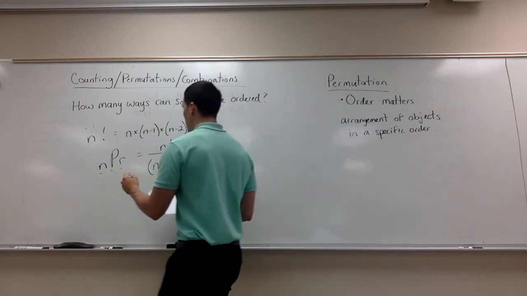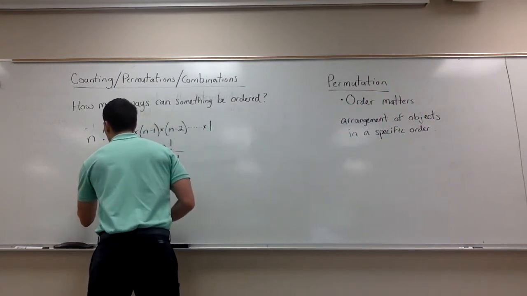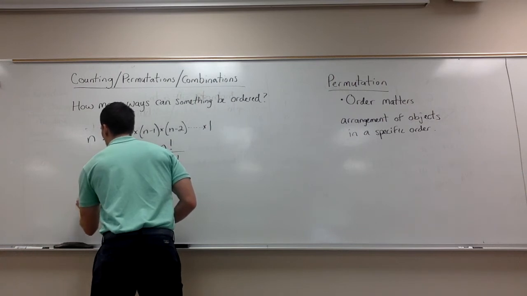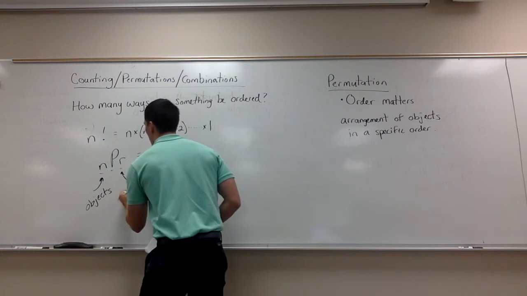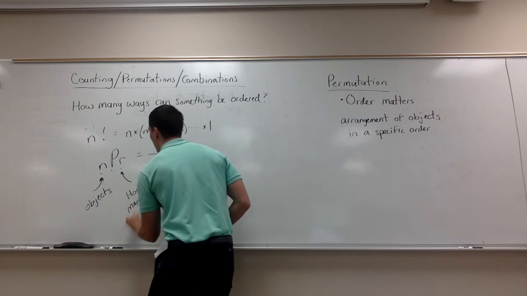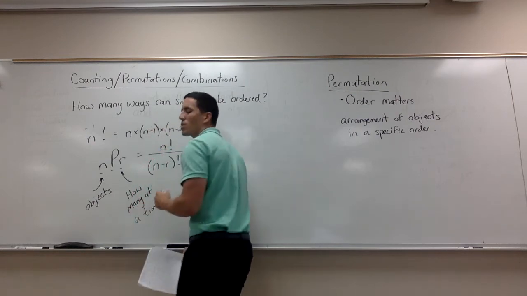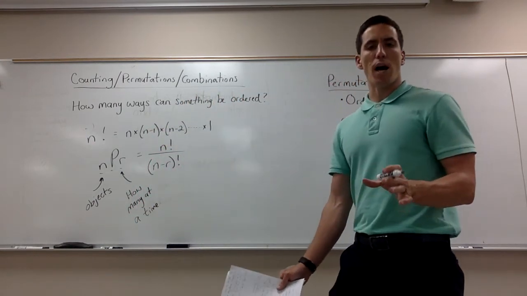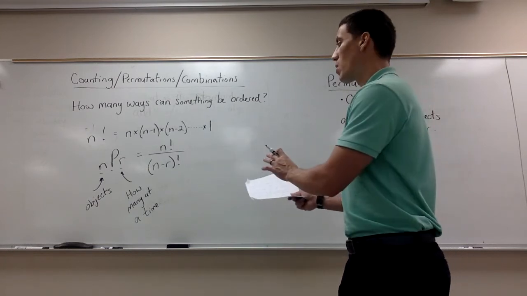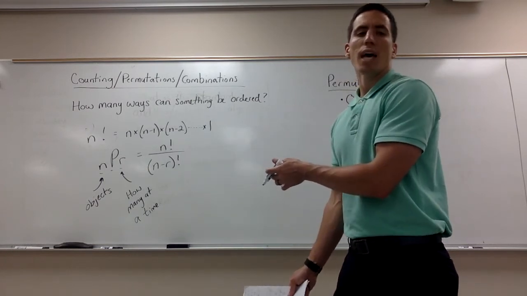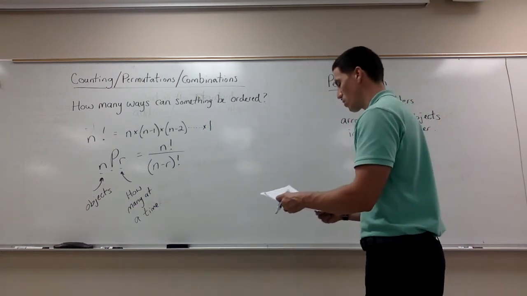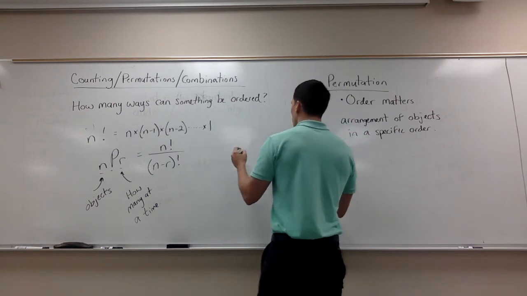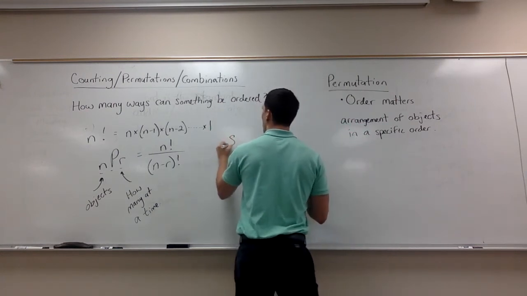The n is the number of objects, and r answers the question, how many at a time? Now, that's a little bit vague still because we haven't done a problem that involved a certain number at a time. So let's go ahead and do that. And I think as we work our way through this problem, you're going to have a better understanding of what this definition means.